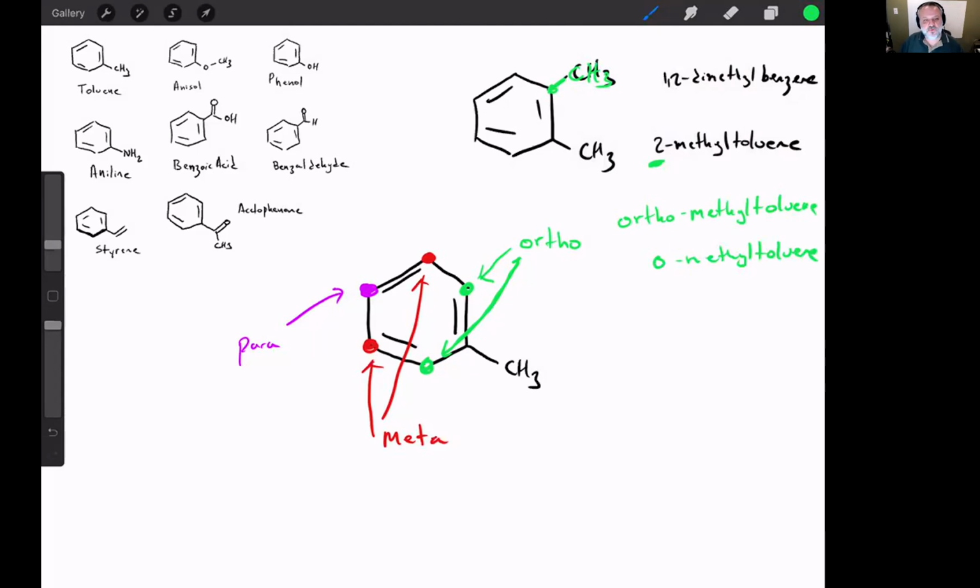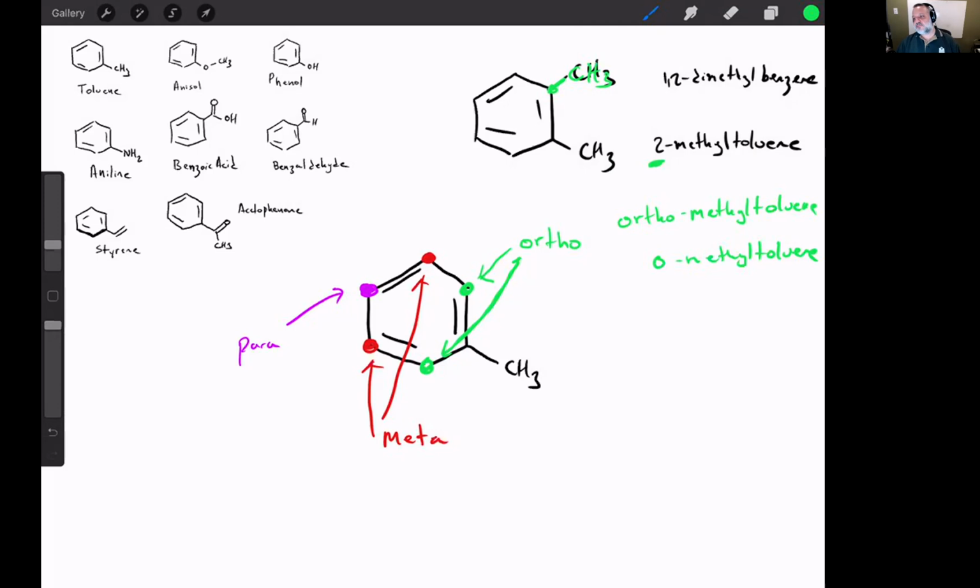And so you do have to somewhat become familiar with the ortho, meta, para designations, because as we start to talk about more advanced reactions of benzene, particularly with electrophilic aromatic substitution, we'll see that we'll have to use these words to quickly refer to different positions where this substitution can happen.